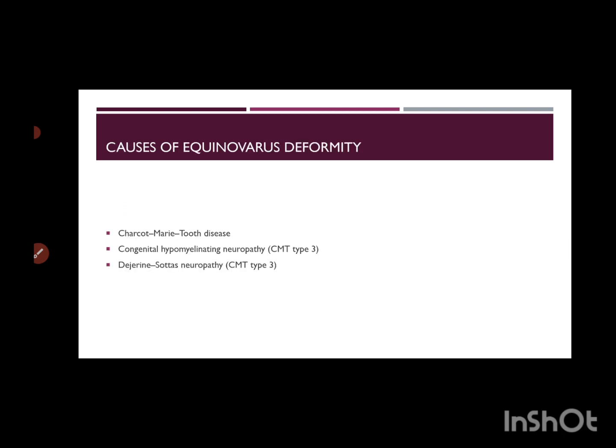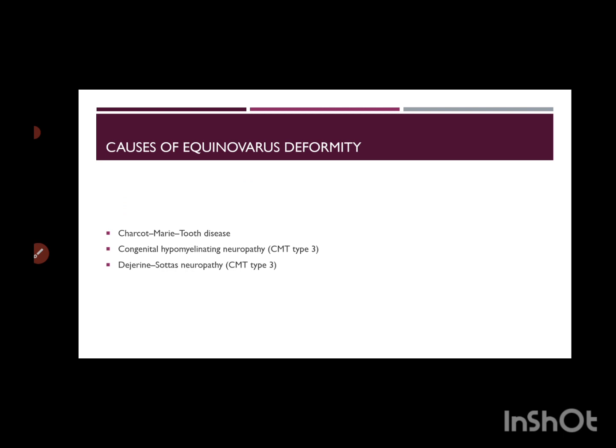Equinovarus deformity, whenever there is combination of equinus plus varus plus pes deformity, increased plantar arch, the classical differential diagnosis includes Charcot-Marie-Tooth disease. Charcot-Marie-Tooth disease or CMT has got various subtypes. CMT type 3 has got two disorders under its umbrella. One is congenital hypomyelinating neuropathy, the other one is Dejerine-Sottas neuropathy. These are the two common CMT subtypes which are associated with equinovarus deformity or sometimes pes cavus also.